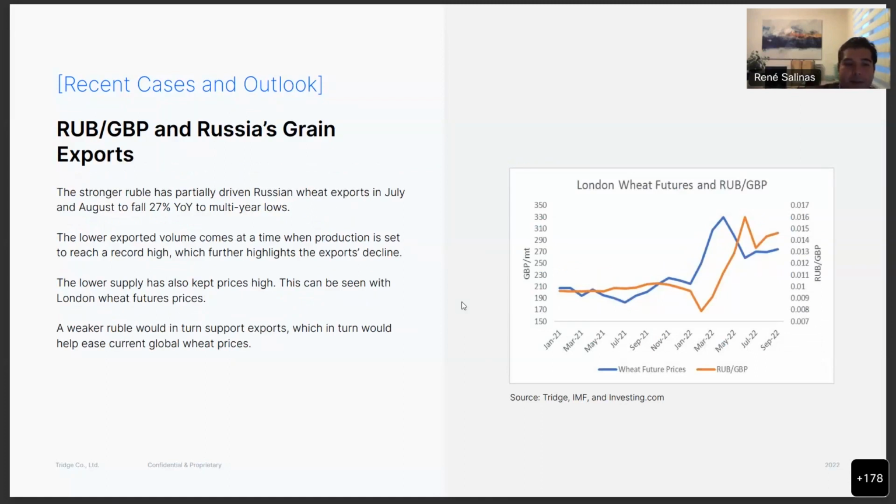So let's look at how the ruble strength has affected the global agri-market. A stronger ruble has partially driven Russian wheat exports in July and August to fall 27% year over year to multi-year lows. And this decline comes at a time when production is actually reported to be at a record high. So with these lower exports, there's lower global supply, which in turn drives prices higher. And we can see this with London wheat futures prices. You can see how the ruble strengthening correlates well with London wheat futures prices. The ruble strength is compared to the British pound. And so, of course, a weaker ruble would in turn support exports, which in turn would help to ease these current global wheat prices.